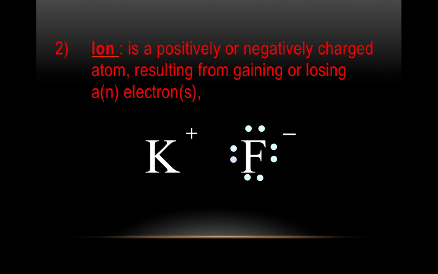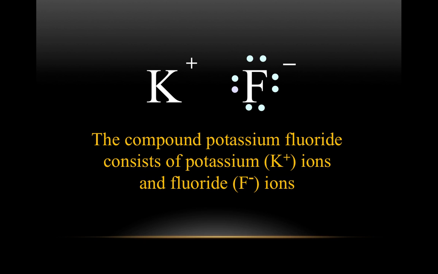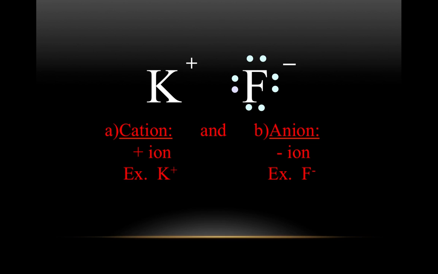So here's our definition of ion. It's a positively or negatively charged atom resulting from gaining or losing an electron. And this compound is called potassium fluoride, and it consists of potassium, K+ ions, and fluoride, F- ions. We call the positive one a cation. That's a positive ion, for example, K+, and the negative anion is my negative ion, which example would be F-. So make sure you go ahead and put that in your notes.